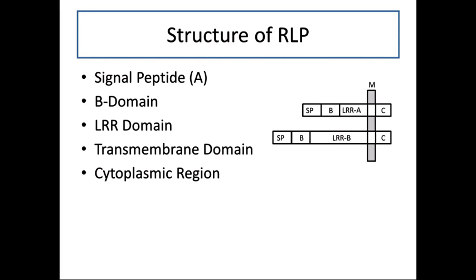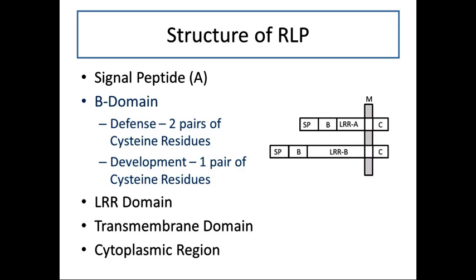An RLP is made up of several domains: a signal peptide domain, a B domain, an LRR domain, a transmembrane domain, and a cytoplasmic domain. There are some differences in RLPs based on the LRR domain, different length based on the number of repeats that these proteins have. But they also differ based on their B domain. RLPs are unique. They can function in either defense or development, depending on the number of cysteine pairs in that B domain. So if the B domain has 2 pairs of cysteine residues, it functions in defense. If it has 1 pair, it functions in development.